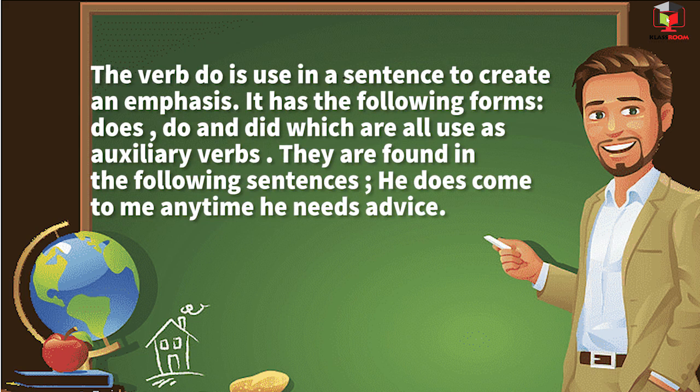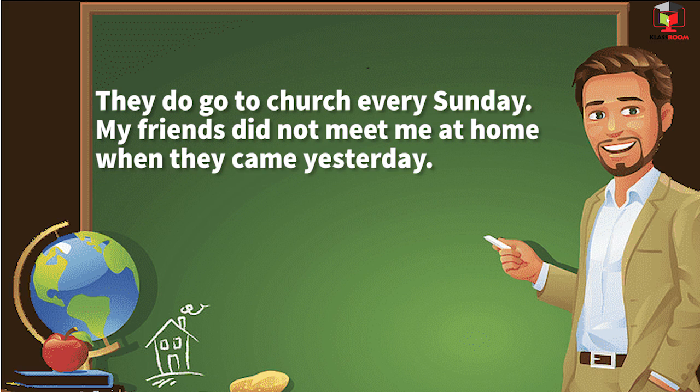The verb do is used in a sentence to create an emphasis. It has the following forms: does, do, and did, which are all used as auxiliary verbs. They are found in the following sentences. He does come to me anytime he needs advice. They do go to church every Sunday. My friends did not meet me at home when they came yesterday.